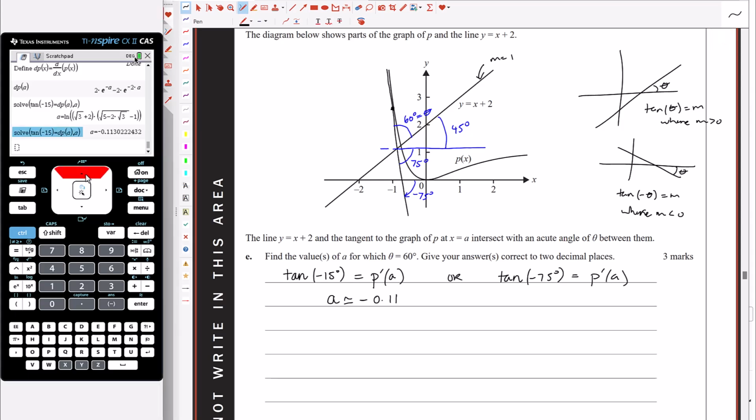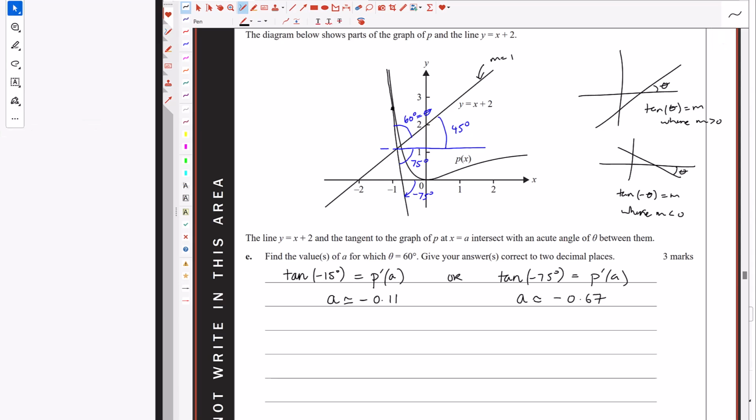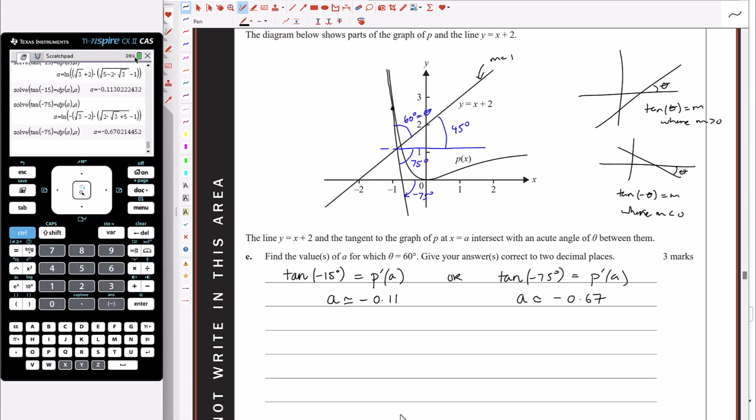a. Derivative at a, sorry. Derivative of p at a. Okay, so let's make this negative 75. Control Enter. Yeah, and we get a different solution. So a could be negative 0.67. Sorry, I lost my CAS there. Okay, and so two different solutions happening there.